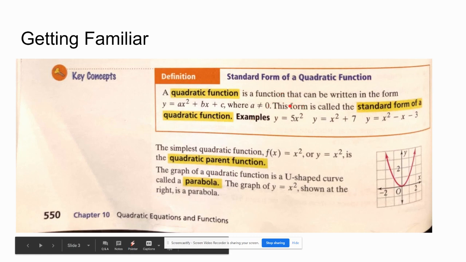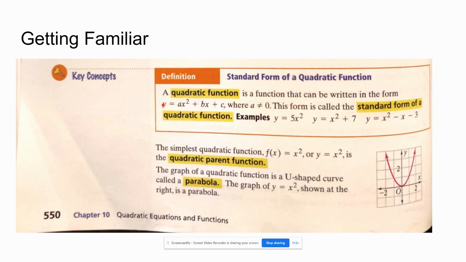So function. That means we've got a y involved. Here are some examples. y equals 5x squared. That's going to be a quadratic function. x squared plus 7 is a quadratic function. And then here we have a trinomial, x squared minus x minus 3 equals y. So that is the standard form of a quadratic function. The simplest quadratic function is the quadratic parent function, y equals x squared.